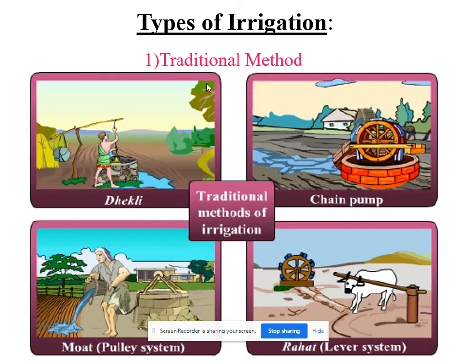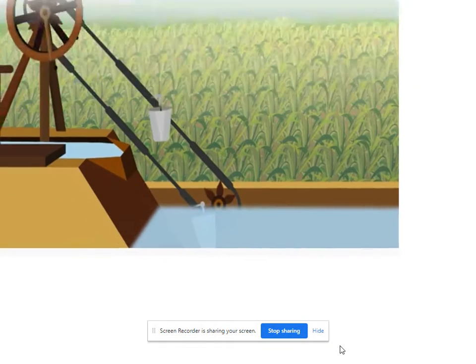These traditional methods were used in olden days, and for these methods the farmers used cattle and themselves, the humans, pulling water from the water bodies. It was cheaper, but it was not efficient. Here we have various traditional methods which we are going to study: dhekli, chain pump, moat or pulley system, rahat or lever system. So let us have a look at each.